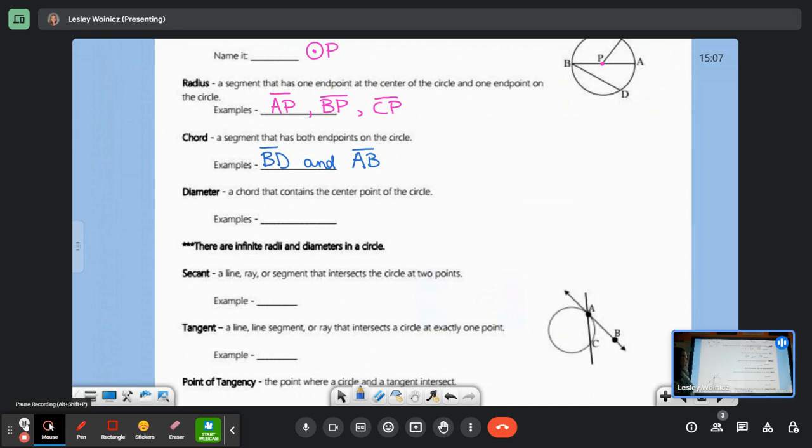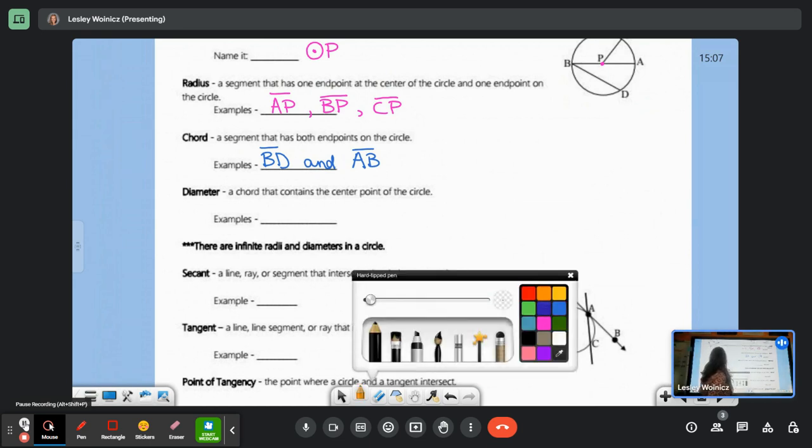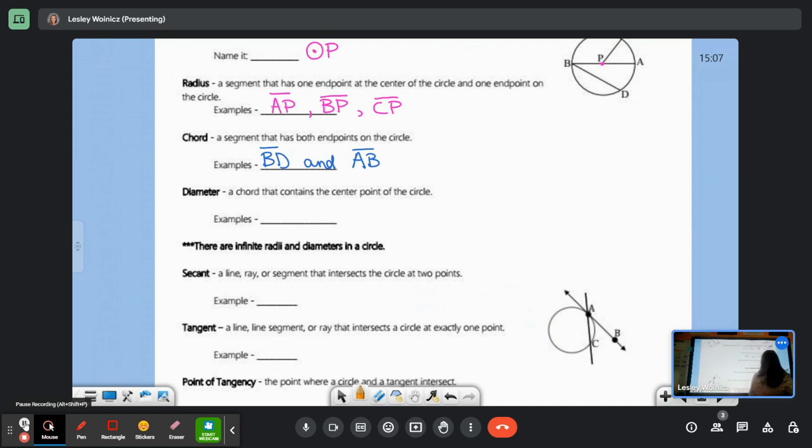All right, what about a diameter? Where's the diameter? AB. This is a chord that contains the center point of a circle. So all diameters are chords. Are all chords diameters? No. So next thing is that there are infinite radii and diameters in a circle. We can draw infinitely many radii out from the center of the circle to the edge of the circle, and we can draw infinitely many diameters at any angle.